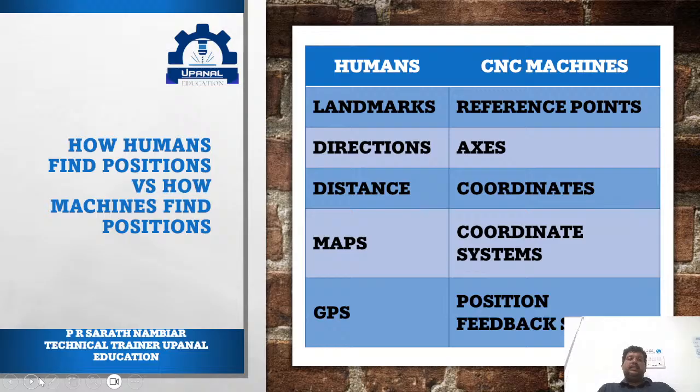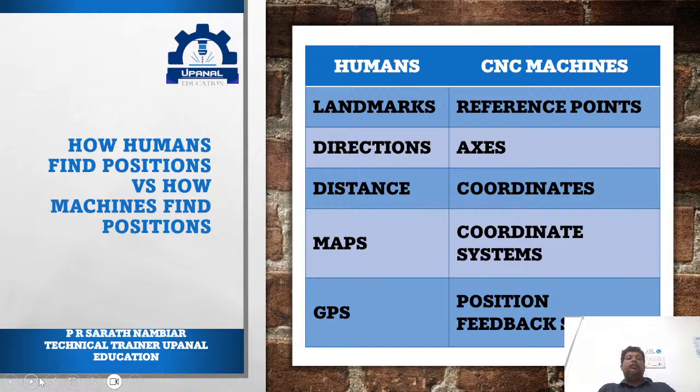Then comes distance. Humans often estimate distances. We may say walk about 100 meters, but machines do not estimate. Machines move exact distances. If I say move 125 mm, it means 125.00 mm, not 124.9 or 125.1. Exact 125. Now, think about navigation. Humans use maps or GPS. Machines use a coordinate system. A coordinate system acts like a map for the CNC machine. It helps the machine identify every position within its working area.